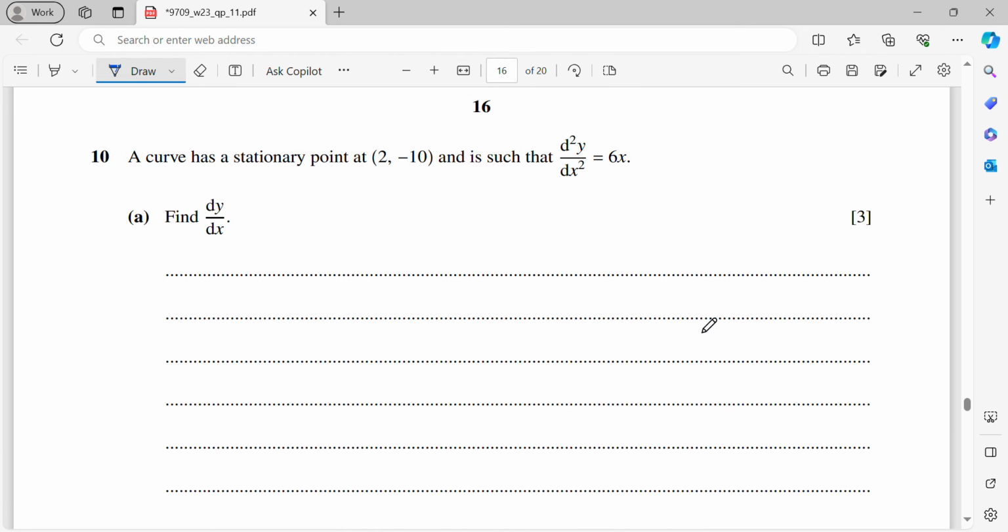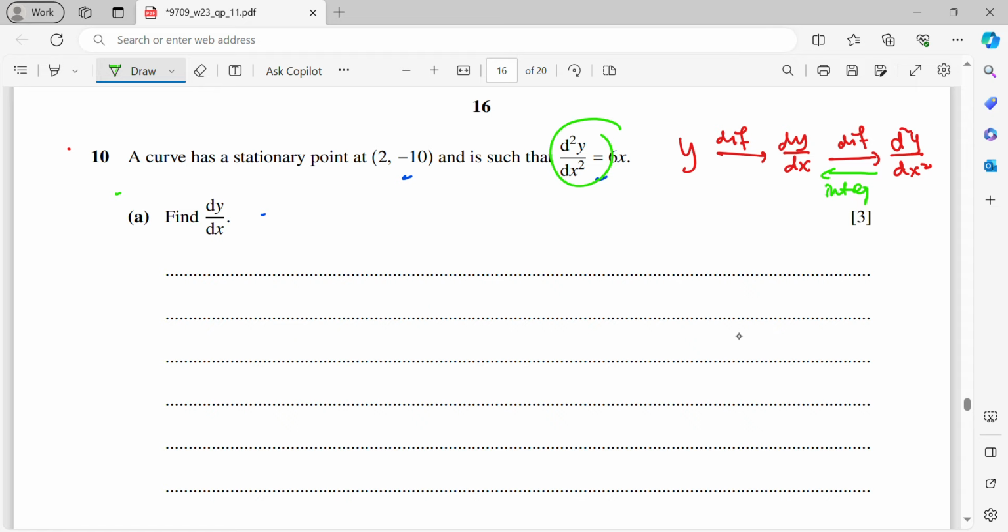Okay, next, question number 10. A curve has stationary points (2, -10) and is such that the second derivative is 6x. Find dy/dx. So for your information, when you are given y, to get dy/dx, you differentiate once. Then from dy/dx to get d²y/dx², you differentiate a second time. So now you are given d²y/dx² and you need to find dy/dx, which means the opposite direction, which is integration.